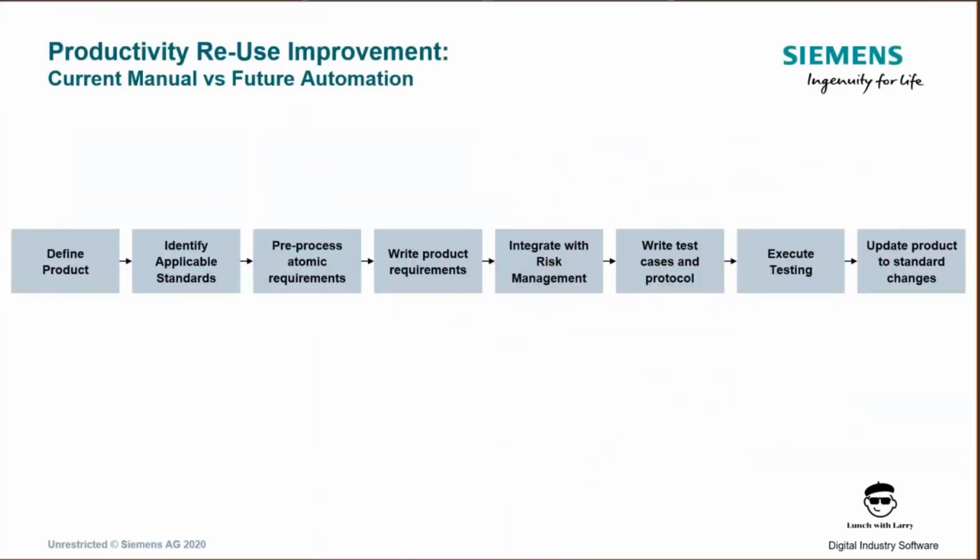Essentially, what we have is a process typically when people do development. We define the product, we identify the applicable standards, we pre-process atomic requirements in the standards into our own understanding of what those requirements mean for this particular type of software. So we write the requirements. A lot of times these standards step on one another, and we want to write those requirements so we understand what we're doing specifically for this type of software. We integrate that with risk management. We write the test cases and protocol. We execute the testing. And then very importantly, we update the product to standard changes over time. And so there's a maintenance aspect of this that we have to consider as we go along.